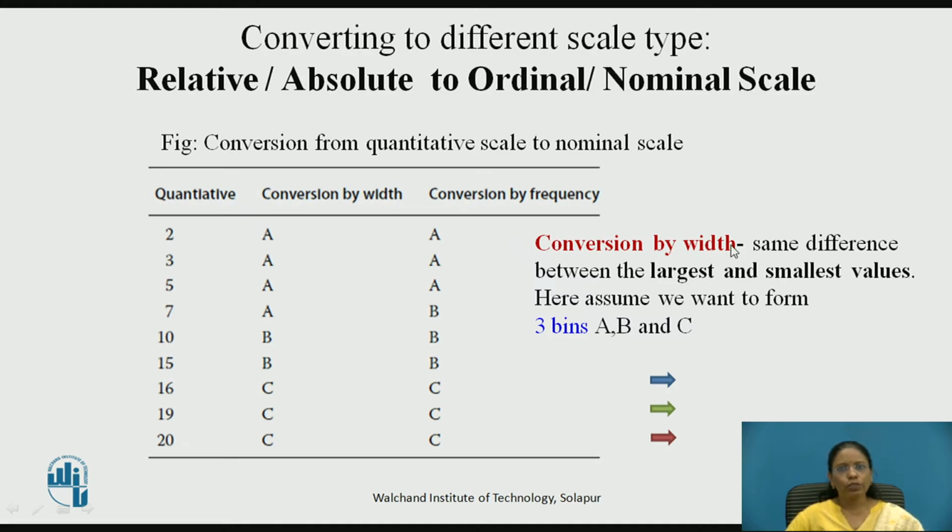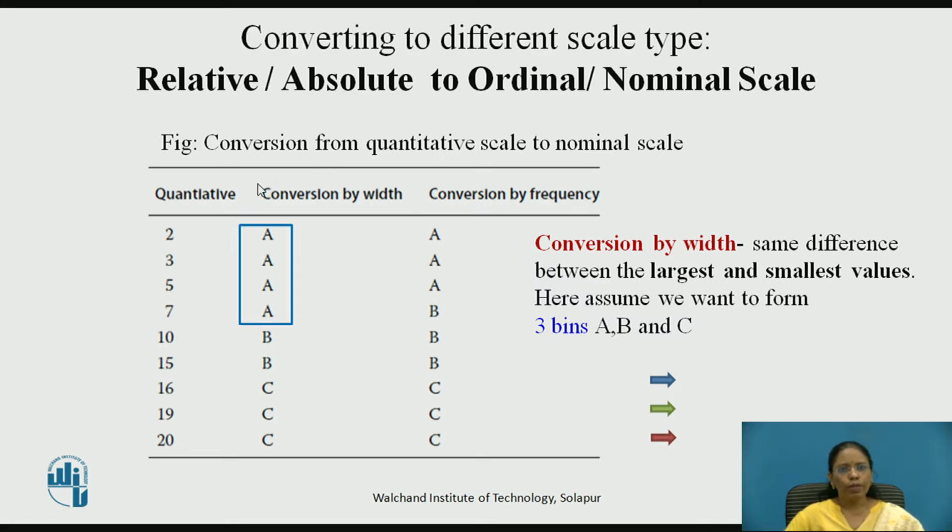What is meant by conversion by width? The same difference between the largest and smallest values. Here we assume we want to form 3 bins. So my target is to convert quantitative to qualitative, wherein I want 3 bins. I assume that there should be 3 bins like A, B and C. So this is my quantitative value which I want to convert to qualitative, with 3 bins.